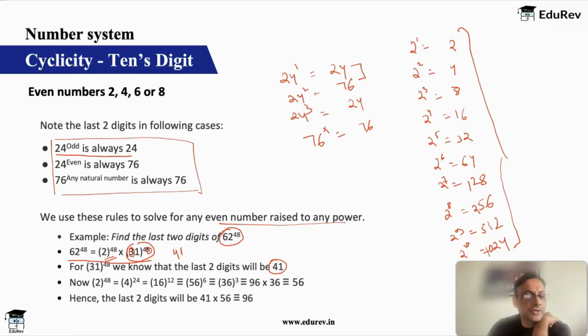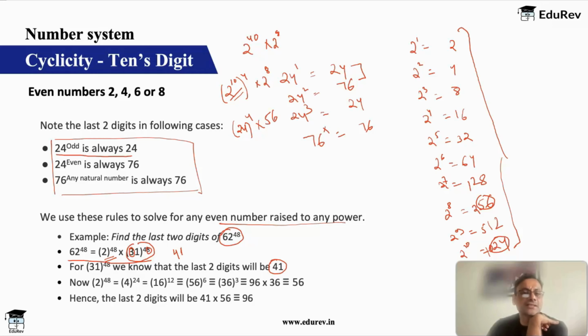Now 2 to the power 48, what can I do? I can do it in various ways. 2 to the power 48 I can write as 2 to the power 40 into 2 to the power 8. 2 to the power 40 can be written as 2 to the power 10 to the power 4, into 2 to the power 8. Now 2 to the power 10, you should remember I told you just now the last 2 digits, which is 24. So it is 24 to the power 4 into 2 to the power 8, which is 56.